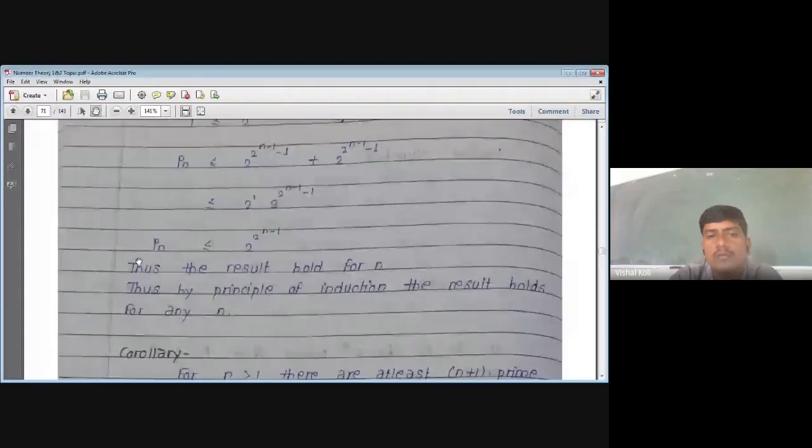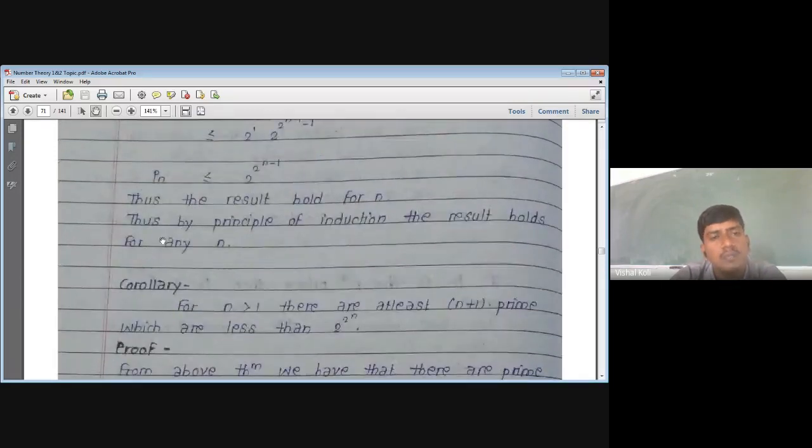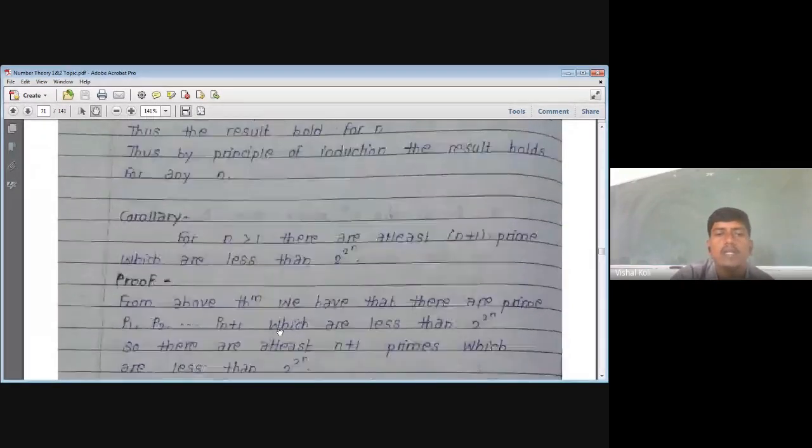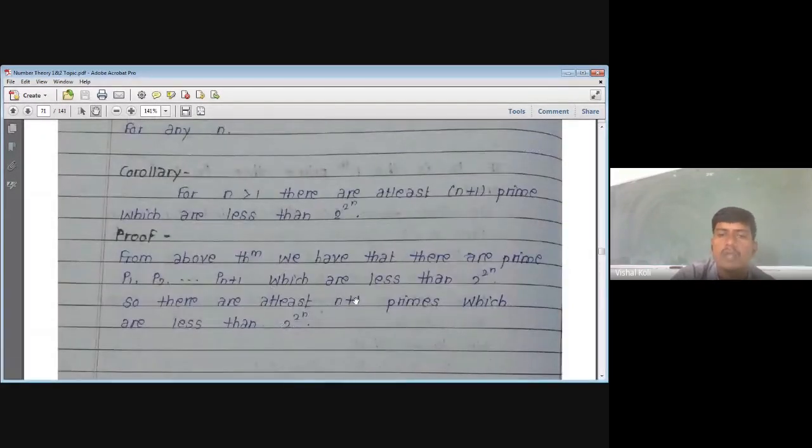Therefore, pn plus 1 is less than or equal to 2 to the power 2 raised to n plus 1 minus 1. Plus 1 minus 1 get cancelled, which is less than or equal to 2 to the power 2 raised to n. Therefore, the n plus 1th prime is less than or equal to this term, therefore the previous n primes are also less than this term. Therefore, here we get there are at least n plus 1 primes which are less than 2 to the power 2 raised to n.